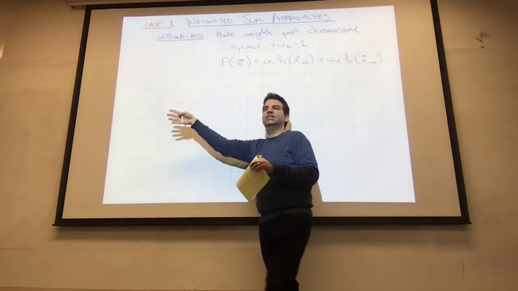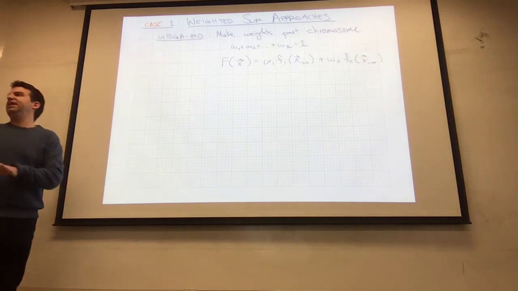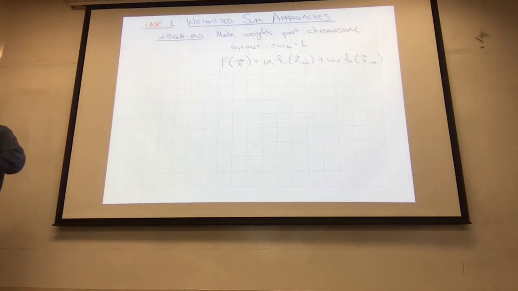So relatively simple. Does that make sense? Any questions about that idea? Just add the weights to the chromosome and let things roll.